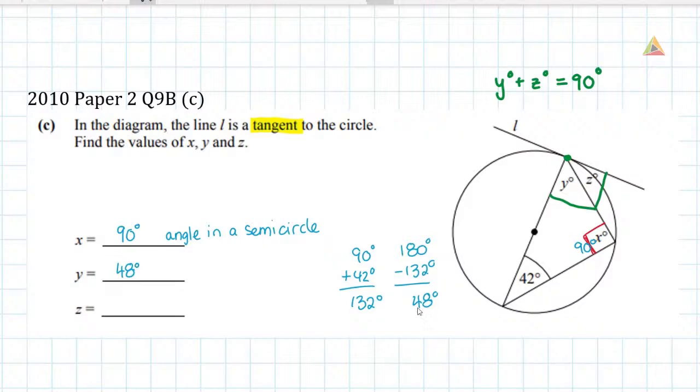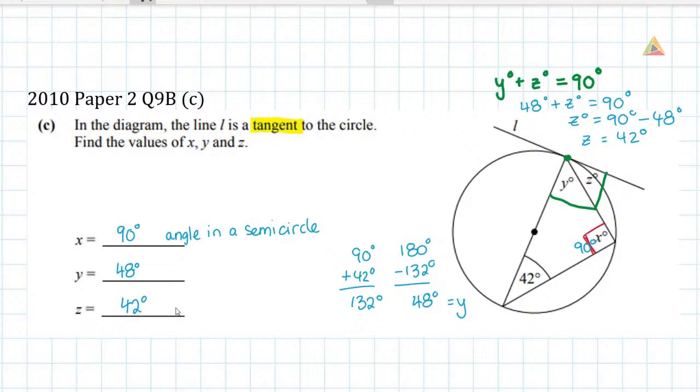And now that I know that Y is equal to 48 degrees, I can substitute that into this original equation that we came up with at our point of tangency. So that means that 48 degrees plus Z degrees is equal to 90 degrees. So if we subtract 48 from both sides, we're going to calculate the value of Z to be 42 degrees. So I'll fill in my answer here: Z is 42 degrees.